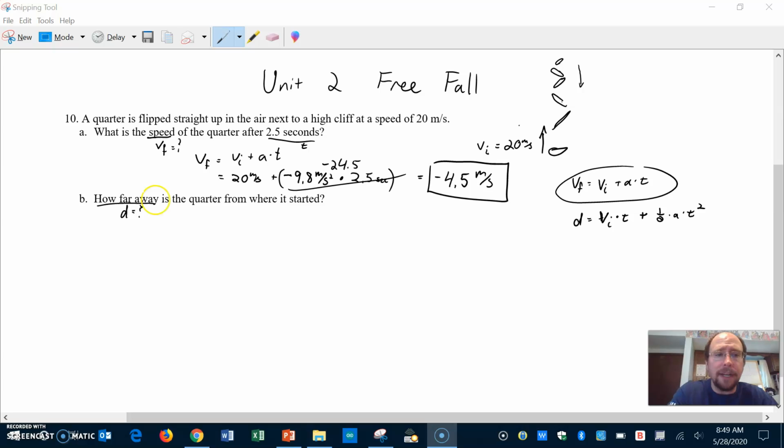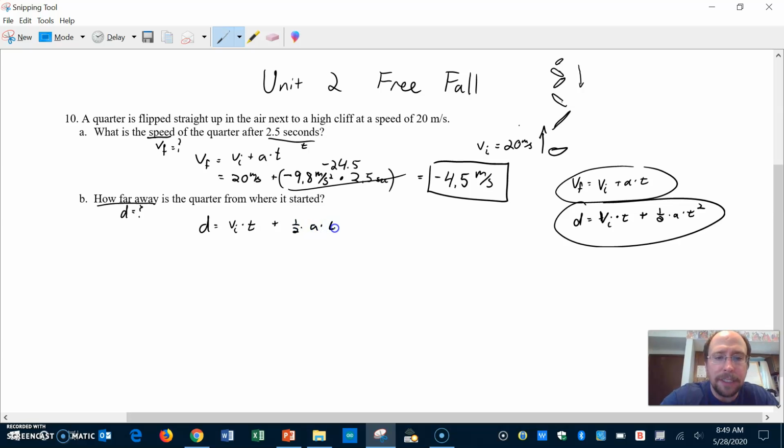That's that part. And now we're going to solve for the distance. That is how far away the quarter is from where it started. For that we can use the second equation, D equals VI times T plus 1/2 times A times T squared. There's two parts to this equation. It has a first part and a second part. You do your multiplication first and then you do your addition. But you start by putting in your information first.